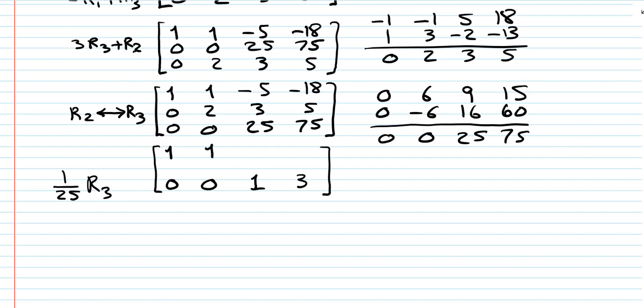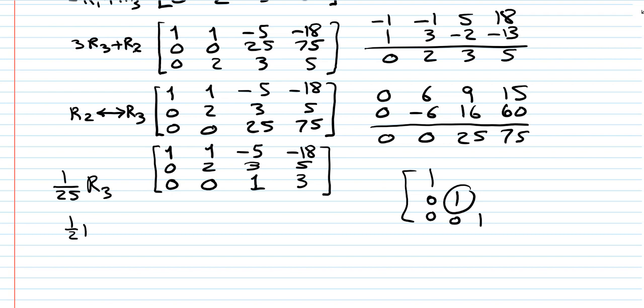First row, 1, 1, negative 5, negative 18. Now, the existing second row, just so you have it in one more step. That's 2, 3, 5. We're almost there, right? Remember our pattern: 1, 0, 0, 1, 0, 1. I just need a 1 there. So let's multiply now second row by 1/2. So I'm going to go 1/2 R2.